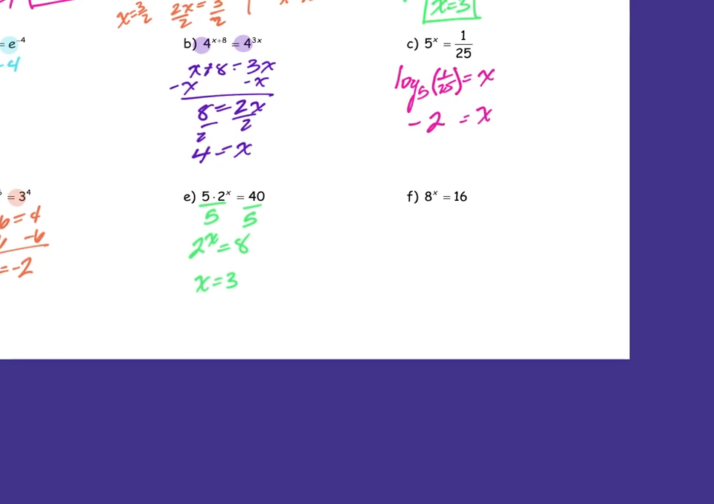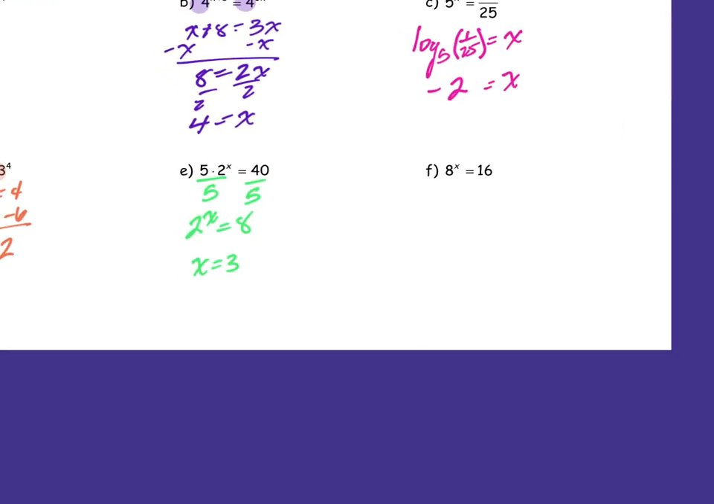And then on F, I'm going to change both bases because if I change this to a logarithm, log base 8 of 16 equals x, and I put it into my calculator, I'm going to get a long decimal, right? It's probably going to be 1.333333333 repeated forever. So that doesn't give me a fraction or the number I need. So unless they tell me that I can round the answer, I need to give them the exact answer, which means I need a fraction, not a decimal.